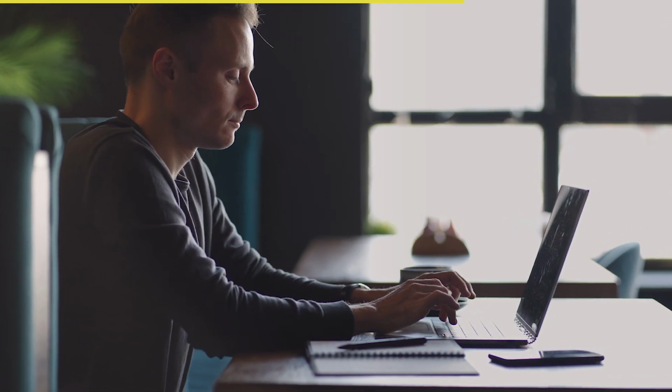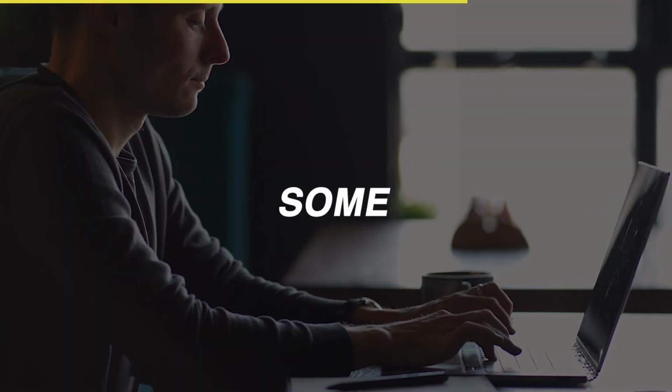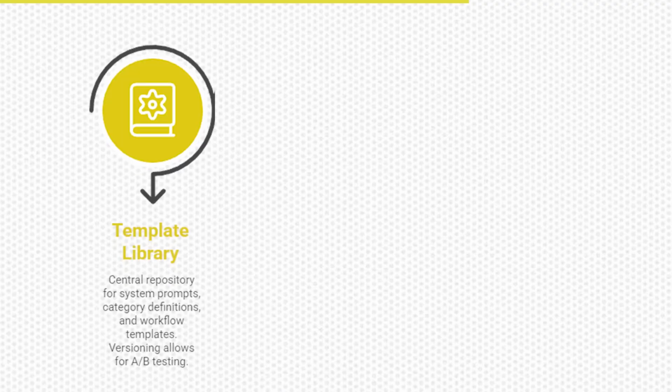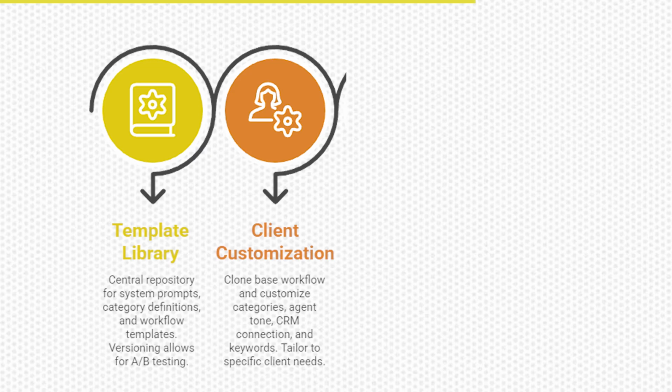Now moving on. Once you've built this out for your own business or your own agency, you can even start looking to scale this to multiple clients. Once you've proven the system works for your own inbox, scaling to client deployment is straightforward but requires some operational discipline. You want to have a template library, where you maintain a central repository of system prompts, category definitions, and workflow templates. For client customization, clone the base workflow and customize the emails to theirs, or the agents to sound like what they want them to sound like.